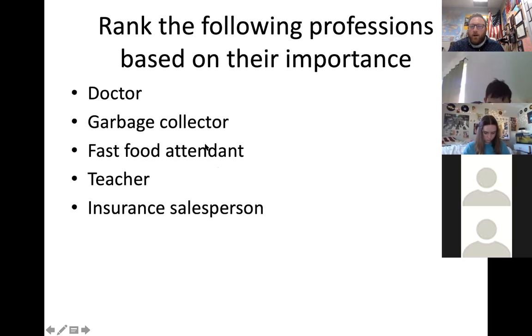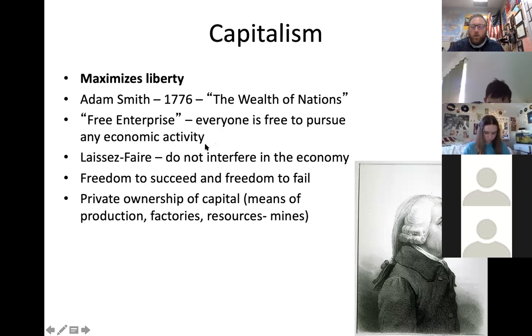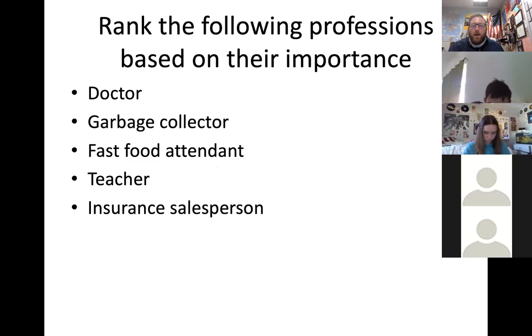That's a joke. So the question then is, why do we as a society pay one of these way more? A doctor makes way more money than a teacher, a garbage collector, or a fast food attendant. I don't know how much insurance salespeople make. They might make a lot of money. Some of them probably do. Okay, so we pay them on a very different level, but we just agreed that all of them are equally important. Why is that?